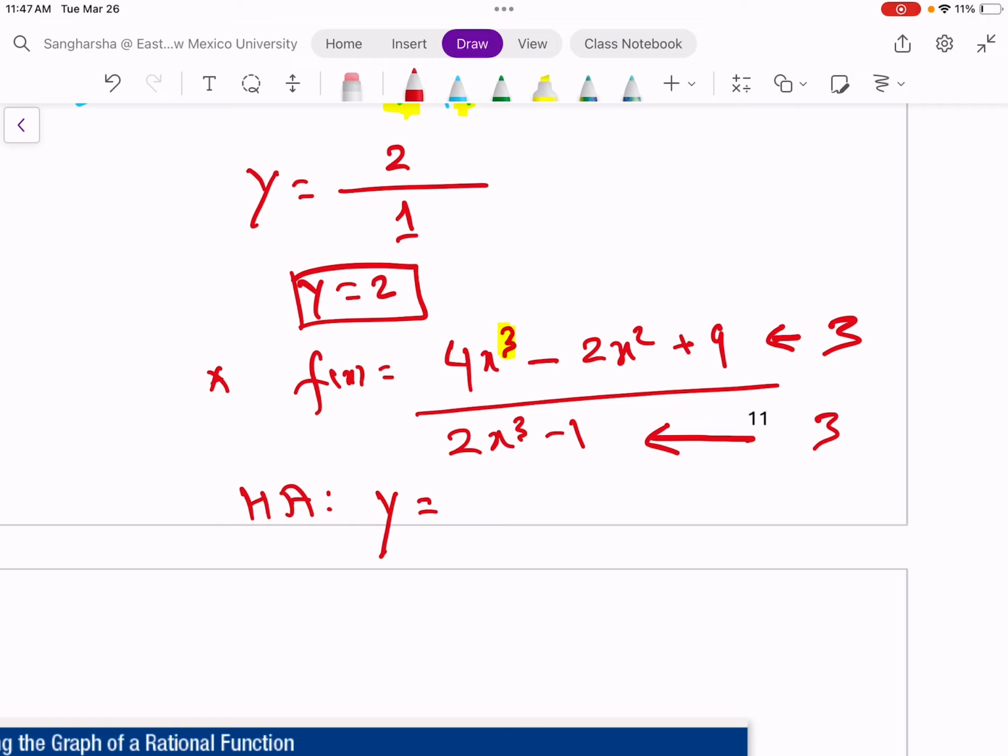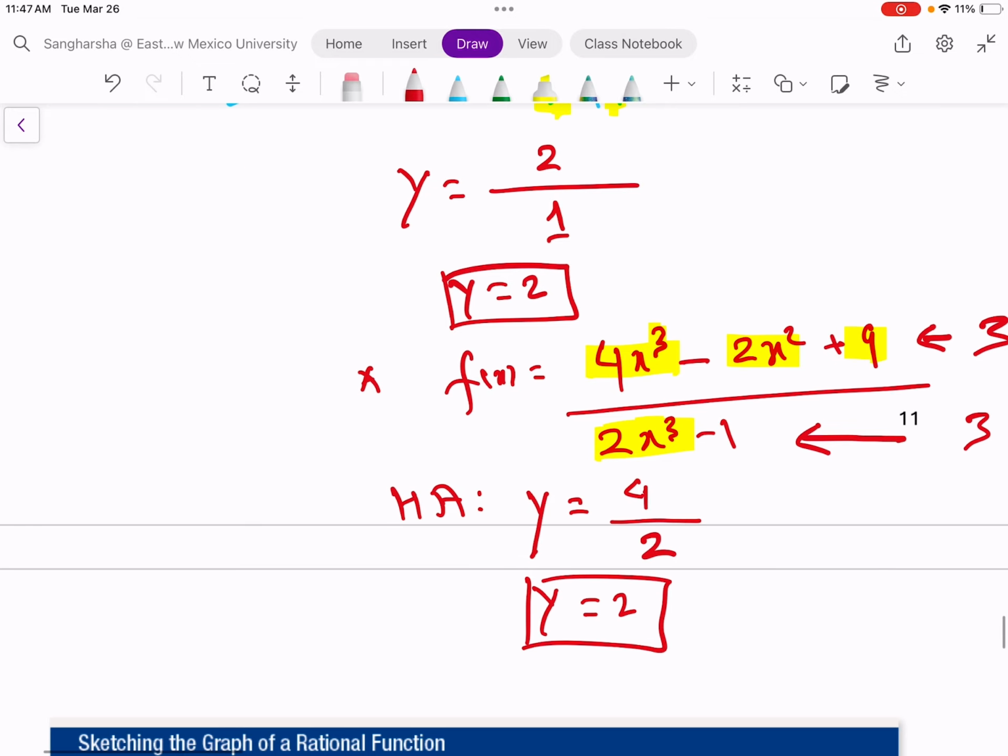Now in the numerator, which one is the leading term? We have 3 terms, 1, 2, 3. Which one is the leading term? 4x cubed is the leading term. So 4 is the coefficient. 4 divided by, in the denominator, the leading term is 2x cubed and its coefficient is 2. So y equals 2 is the horizontal asymptote. You divide the coefficient of the leading term in the numerator, only the coefficient, by the coefficient of the leading term in the denominator, and that equals y. That is the horizontal asymptote.